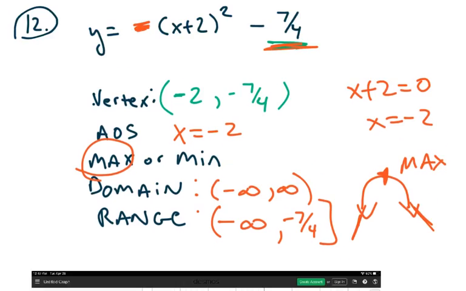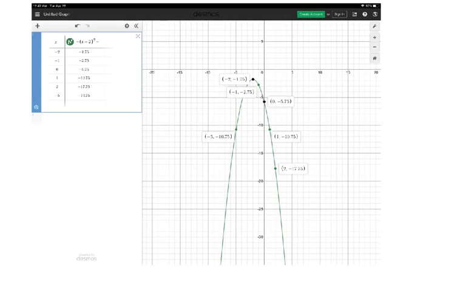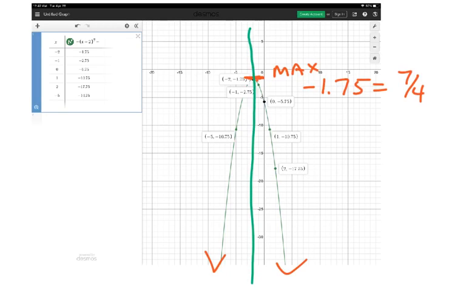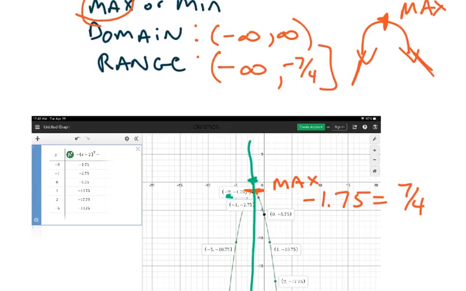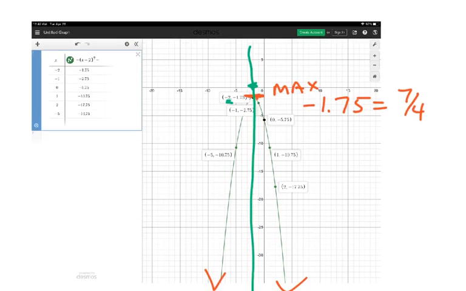Now let's see if we're right. Let's look at the picture. And of course we're right, right? It makes perfect sense that this would be a max. We can see that it's shooting out negative infinity to positive infinity, and that it's going down from negative 1.75. Remember, negative 1.75 is the same thing as 7/4. Think about it, 7/4 is $1.75, right? We can also see that the line going down here that cuts the parabola in equal halves would have to, of course, be the x value, which is negative 2. So it makes perfect sense, and that's it.